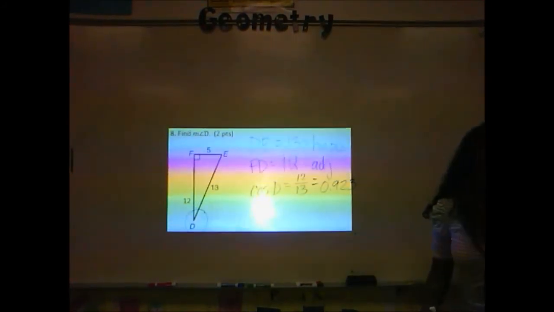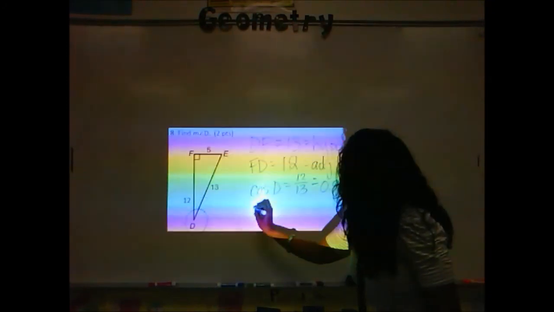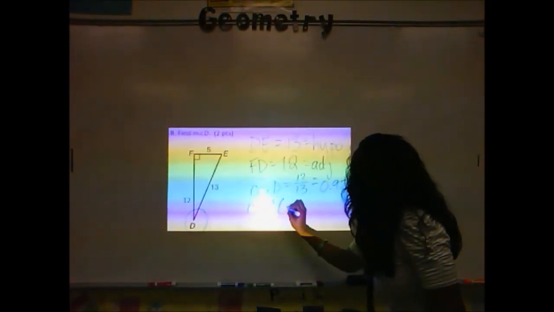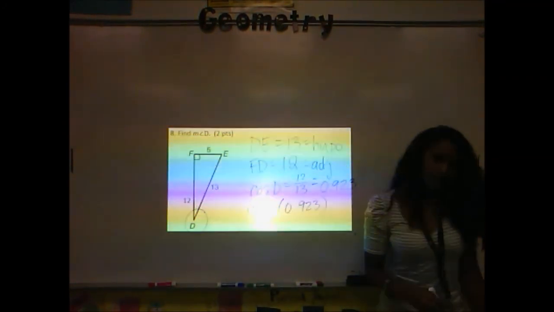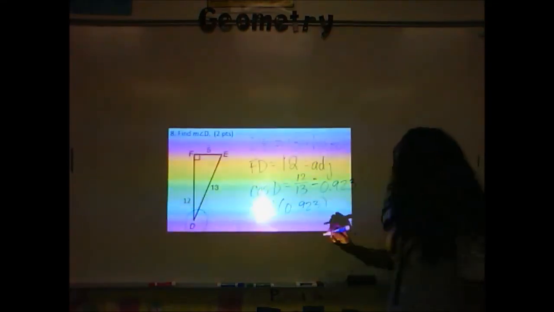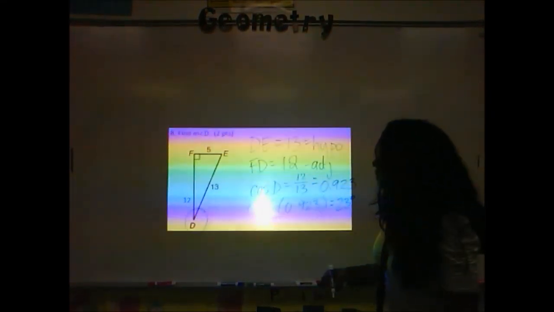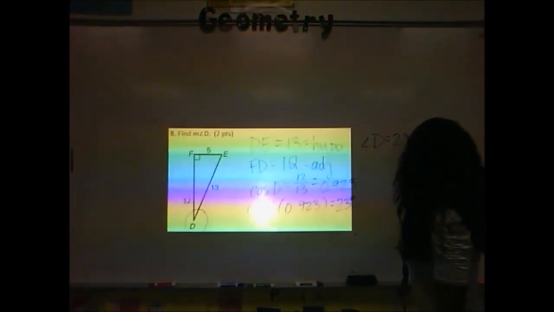Are we done? Is that the angle? No. We have to do the inverse. Cosine inverse of 923 thousandths. Remember, 23 degrees. So angle D is 23 degrees.